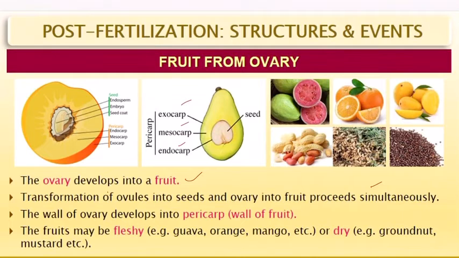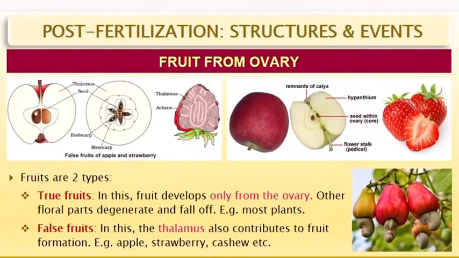The wall of the ovary develops into the pericarp, as you are seeing here. The pericarp consists of exocarp, mesocarp, and endocarp, and this forms the fruit wall. The fruits may be fleshy, like guava, orange, mango, or dry, like groundnut and mustard. So you can see here groundnut and mustard.